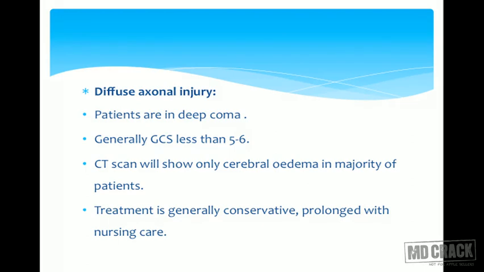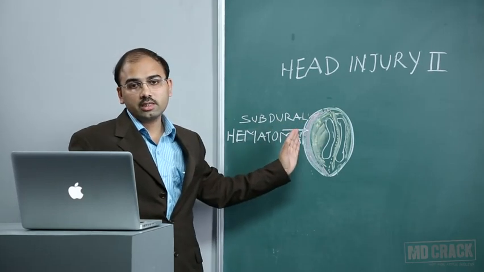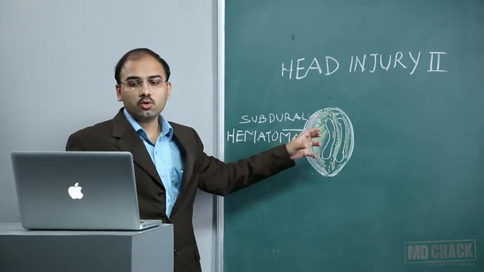So diffuse axonal injury, whenever you get patients, they are generally in deep coma. They have a Glasgow coma scale of less than 5 to 6. So they are deeply comatose. CT scan will show only cerebral edema in the majority of patients. So the CT scan will not show mass effect or anything like that. There will be only generalized edema and the patient will be deeply unconscious.